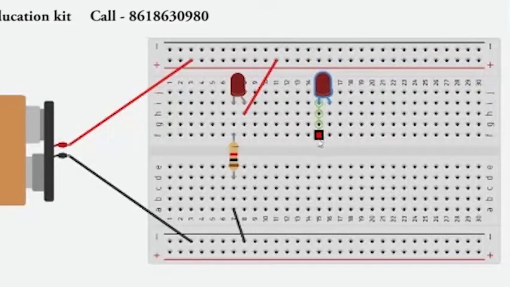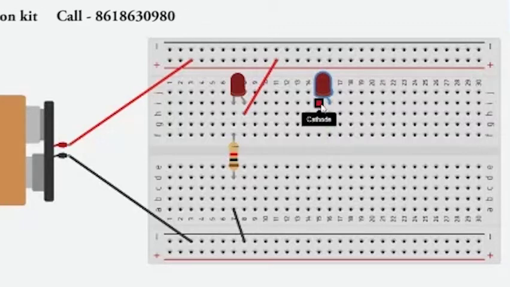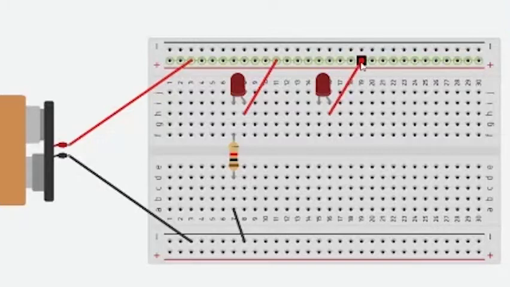As we see, we do have a shorter leg which is negative and a longer leg which is positive. The shorter leg is always called the cathode, which is negative, and the anode is positive. So let us connect the anode to the positive terminal on the breadboard. So this leg is connected to the positive terminal because each hole on this particular line is internally connected.